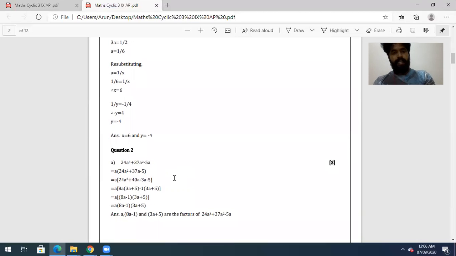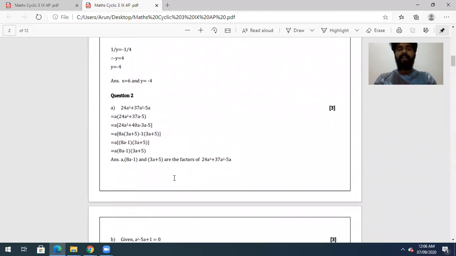Moving on to the second question, question 2a. We are given: factorize 24a cube plus 37a square minus 5a. So we are going to take a common from all three terms, because a is common in all three of them. We have a into 24a square plus 37a minus 5.